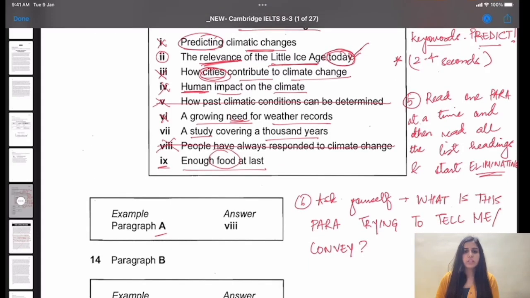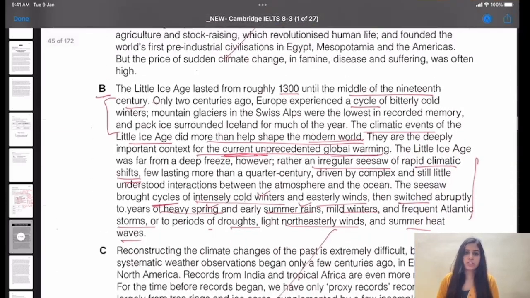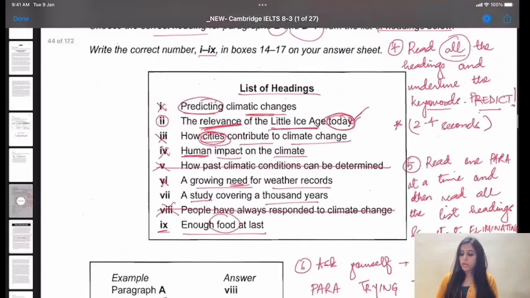A study covering 1,000 years. Yes, there's some mention of years here. Let's just read it carefully. 1300s until the middle of the 19th century. So yes, there's mention of a period, but this is a time period or duration. They are not really talking about any study here or any research or any experiment that lasted for 1,000 years. So this again cannot be the answer. Last but not the least, there's no mention of food. So this is also not the answer. So even if you're not sure with respect to the second title, you still get the answer because none of the other headings seem to be correct.